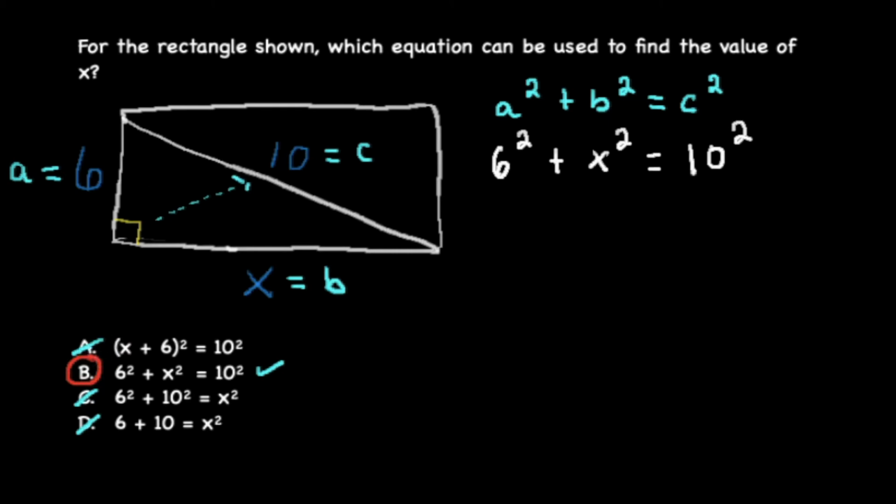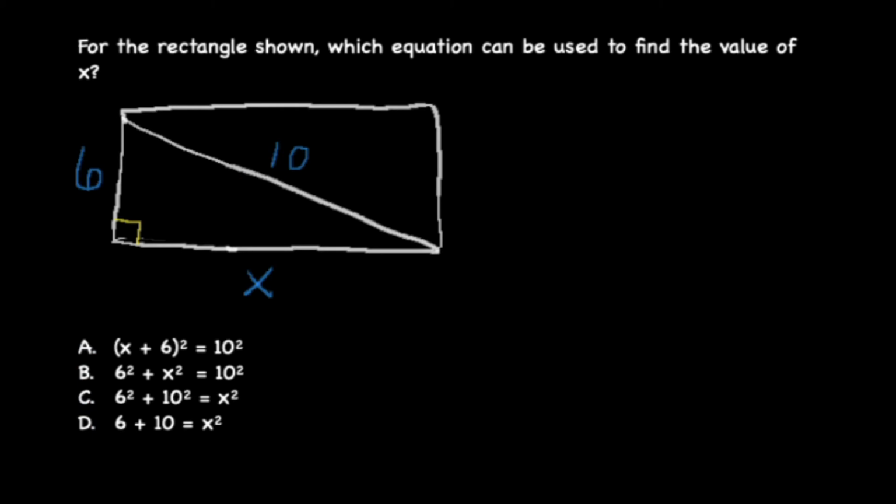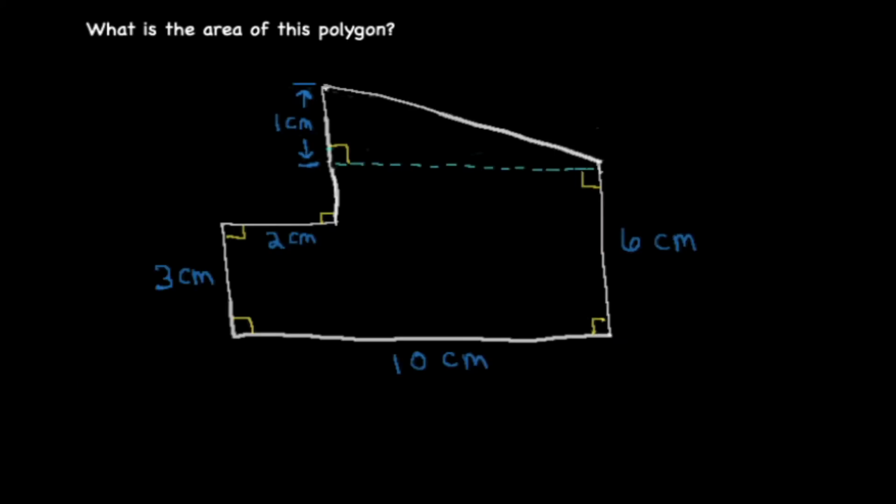All right, so let's move right along. So for this one, we have a composite figure. So there is more than one shape in one shape here.